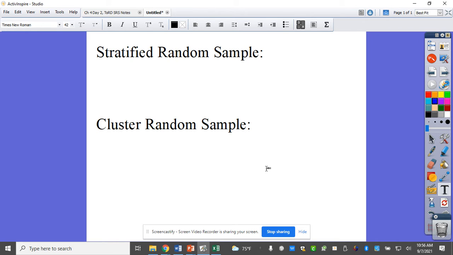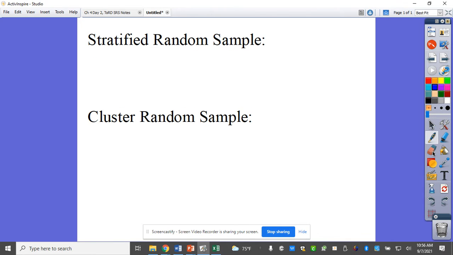Right, so with a stratified random sample, what did I do with my entire population first? What did I know about those groups? As opposed to here, what did I do with all of my crab legs first? Theoretically here, I didn't look at them as all individual crab legs. I looked at them as clusters.